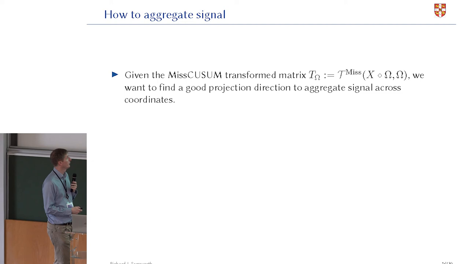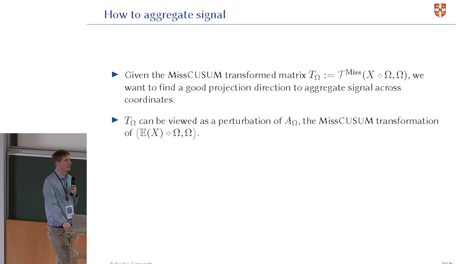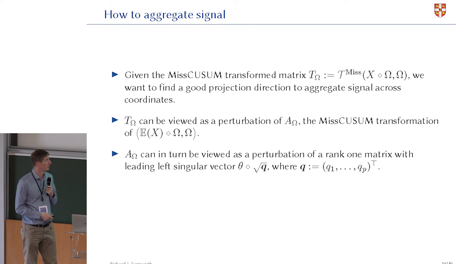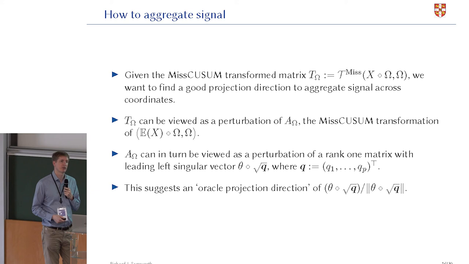We want to try to find a good projection direction from this. So the thinking is that we can think of this missing CUSUM transformation as a perturbation of this partial mean matrix, the A_omega, where we take the expectation of my data matrix X, but I've still got the randomness from the omega. That in turn is not low rank in its own right, but it can be regarded as a perturbation of a rank 1 matrix. And this rank 1 matrix has leading left singular vector theta Hadamard product with the square root of q. So this q is the vector of observation probabilities. And we've got the same vector gamma on the right hand side. So instead of having an oracle projection direction proportional to theta, now it's proportional to theta Hadamard product with the square root of q.